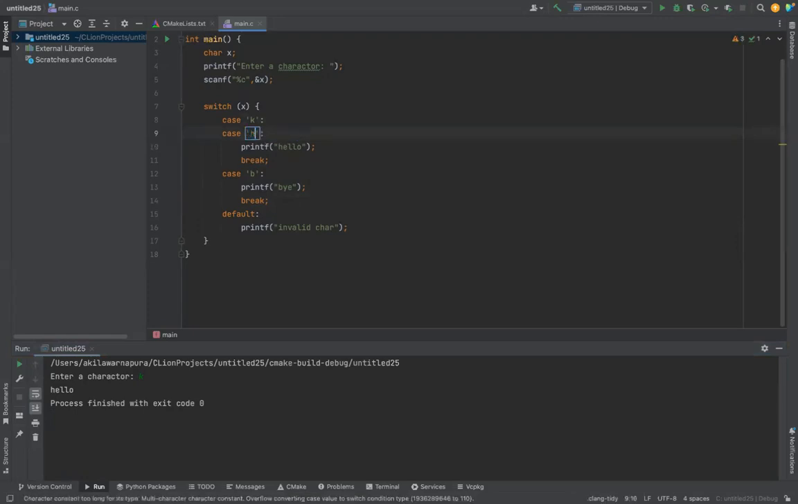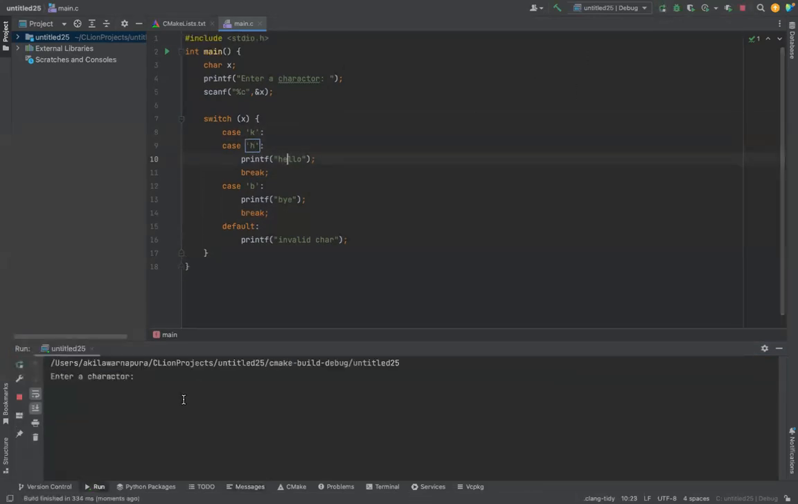H. If the case is K or case is H, then print hello. Then you can provide: if the input is K, then it is hello. If it is H, again it is hello. If the case is B, it is bye. Likewise, you can provide the program for the characters.